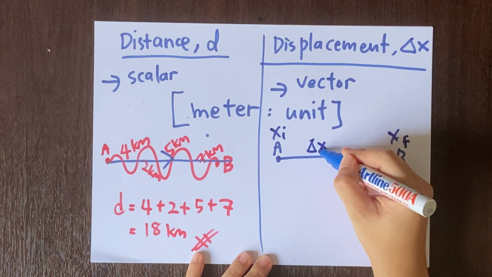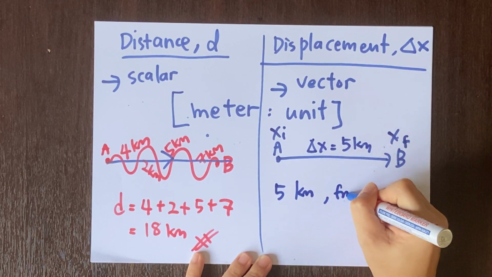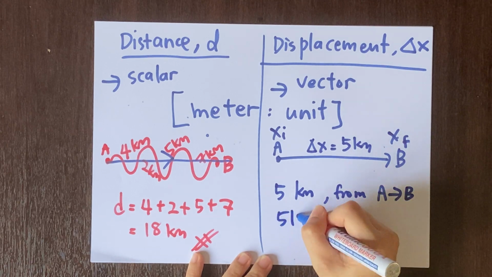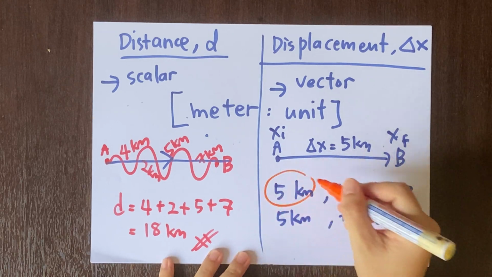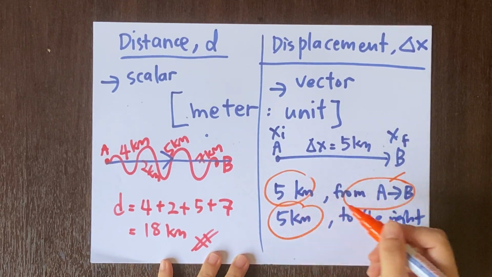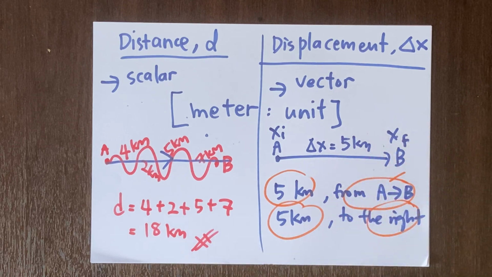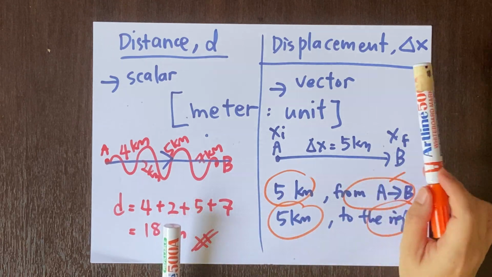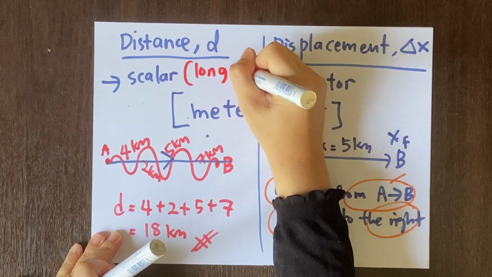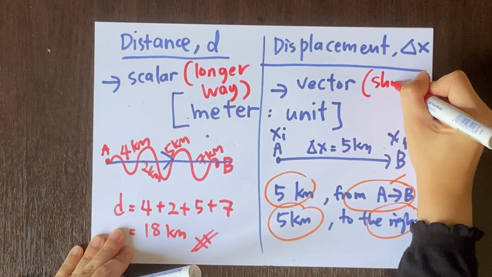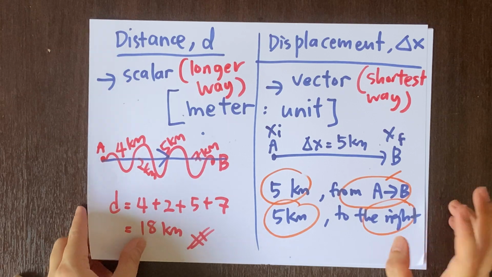So for example, delta x is equal to 5 kilometers. So your displacement should be 5 kilometers from A to B, or 5 kilometers to the right. So 5 kilometers is the magnitude, from A to B is the direction. I explain details about this in motion in one dimension. Both of these are the same, but displacement has direction, distance doesn't have direction. Distance is the longer way. Displacement is the shortest way. Okay, that's for distance and displacement.